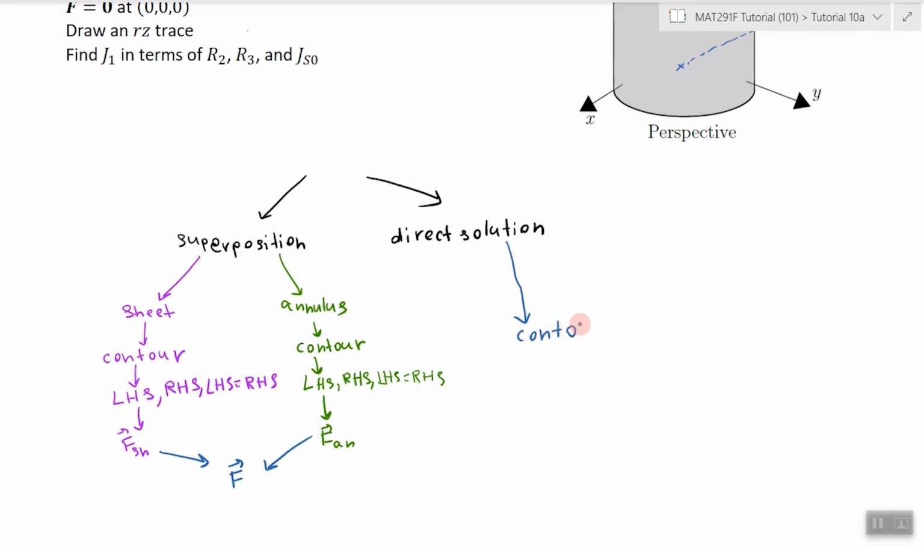So you would set up only one contour for this guy. And then evaluate the left-hand side, the right-hand side, and equate the two. And then solve for what you need to solve. And then you could solve for the field in terms of everything else or for something else. But the main thing is that you just solve it using one contour. So maybe I could say, solve for unknowns.